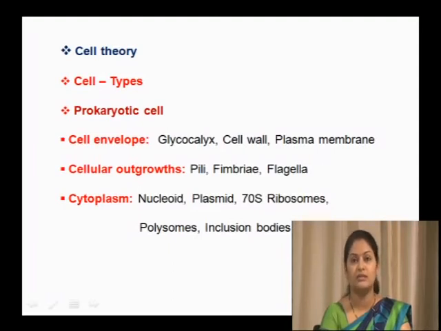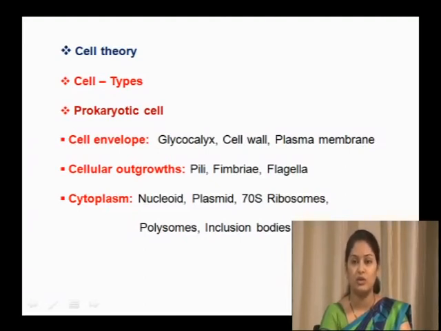Cell wall is a layer made up of murein or peptidoglycan, and based on the chemical composition it can be classified into gram positive and gram negative. The third component is the plasma membrane, which shows inward foldings called mesosome. Next are the cellular outgrowths, which are referred to as pili, fimbriae, and flagella. Pili and fimbriae are outward growths which are proteinaceous in nature.